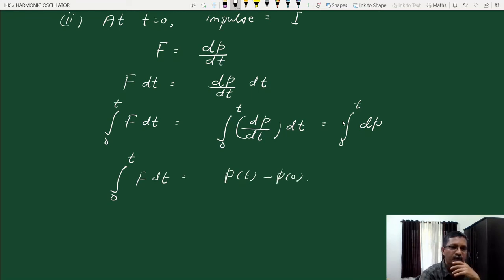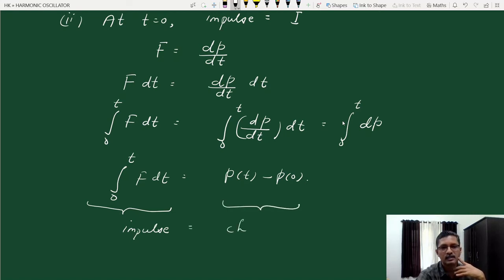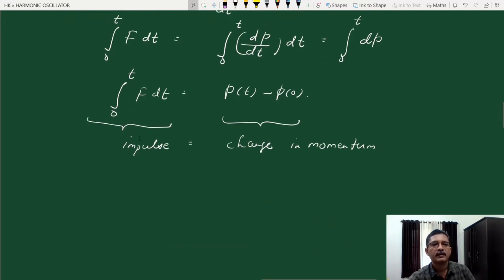So it is the change in momentum. This quantity on the left hand side is called impulse. That is, the time integral of force over a period of time is called impulse. So impulse is equal to change in momentum. Normally we understand impulse as a large force applied for a very short interval of time, but that is not needed. In general, impulse is the time integral of the force over some period of time. That period of time can be very small or it can be large.